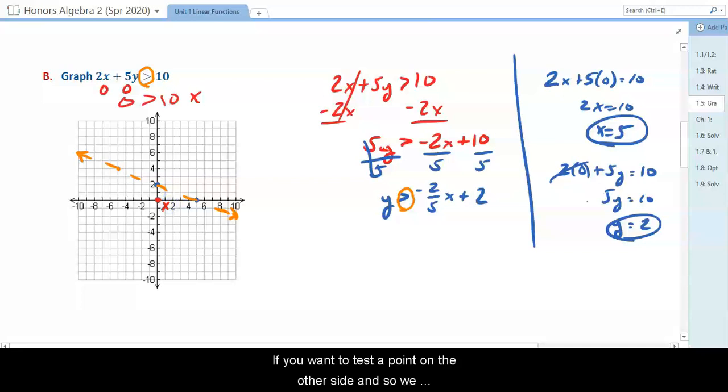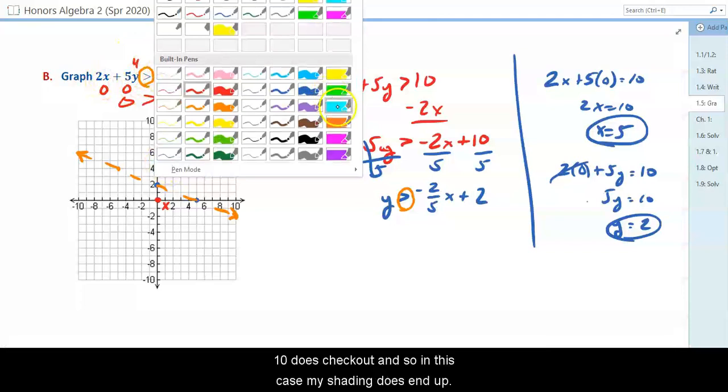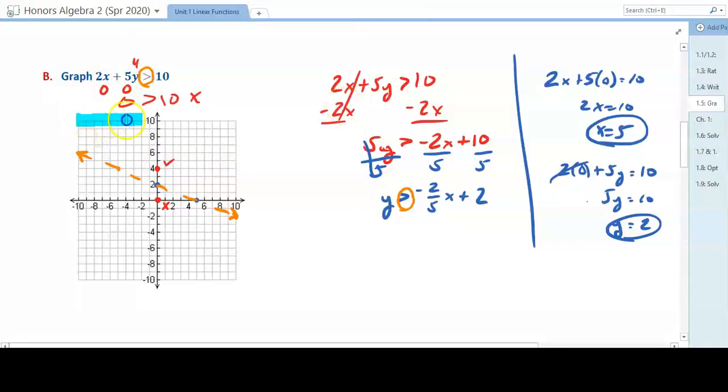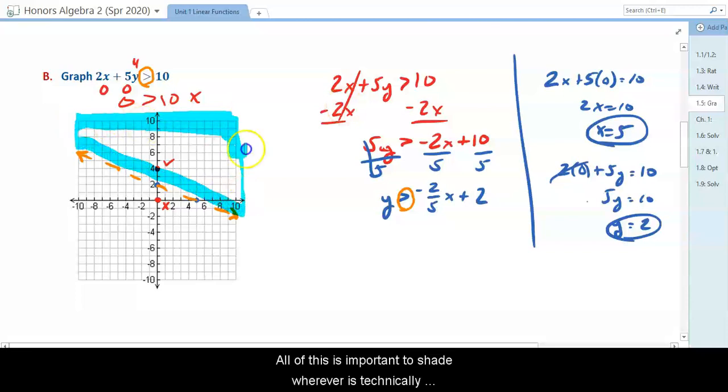Now, if you want to test a point on the other side, we could, for example, test (0, 4). And so when we plug in that 4 for y, again, we're going to have 0 for the x, so is 20 greater than 10? It does check out. And so in this case, my shading does end up above the line. So all of this.